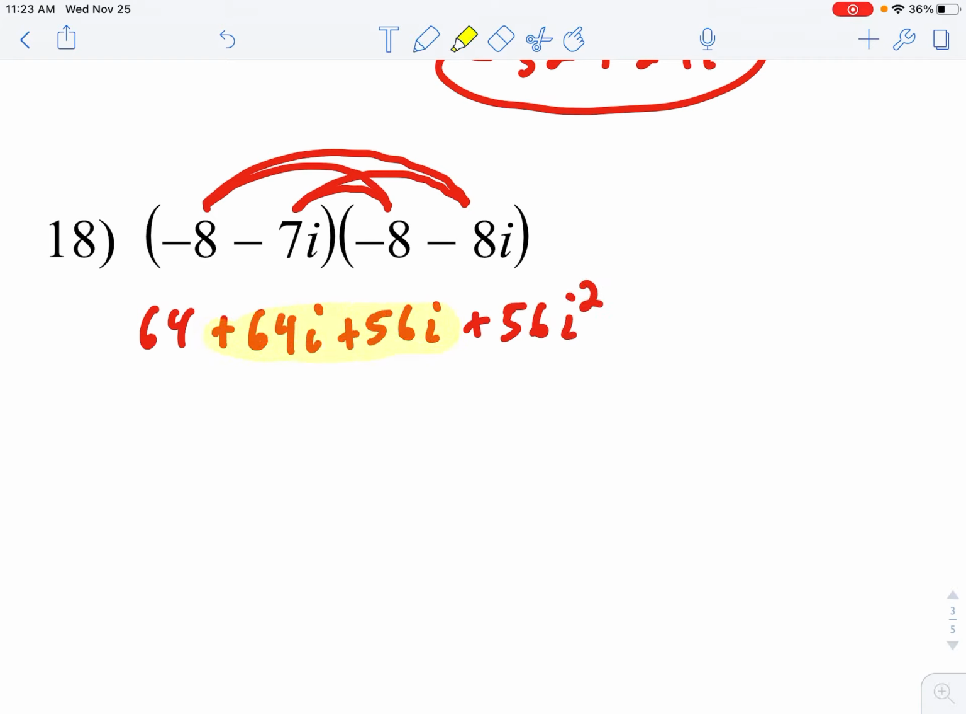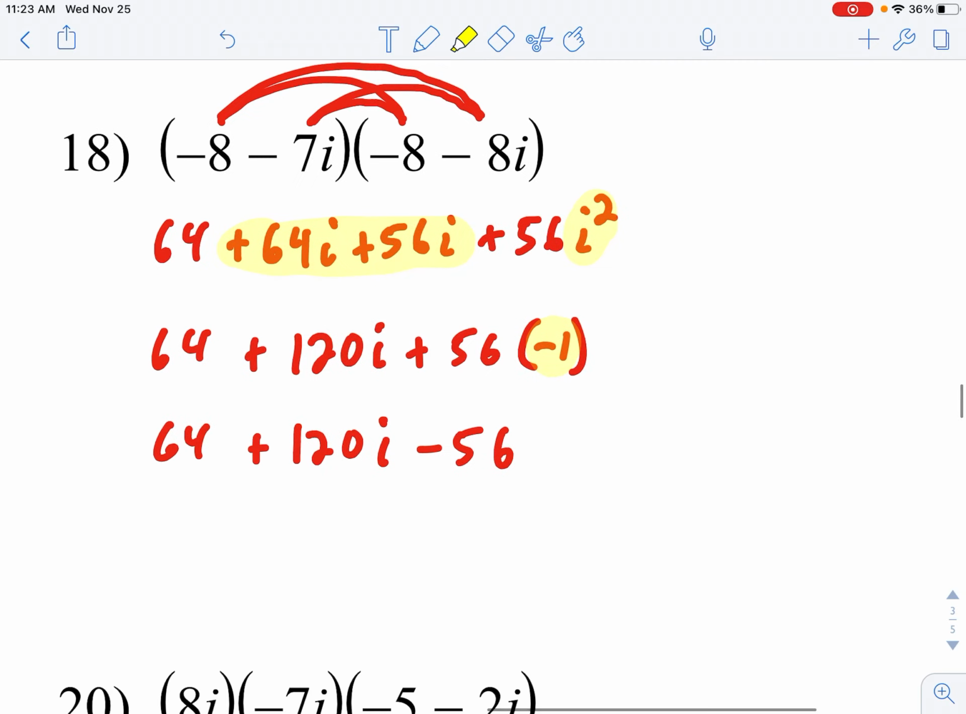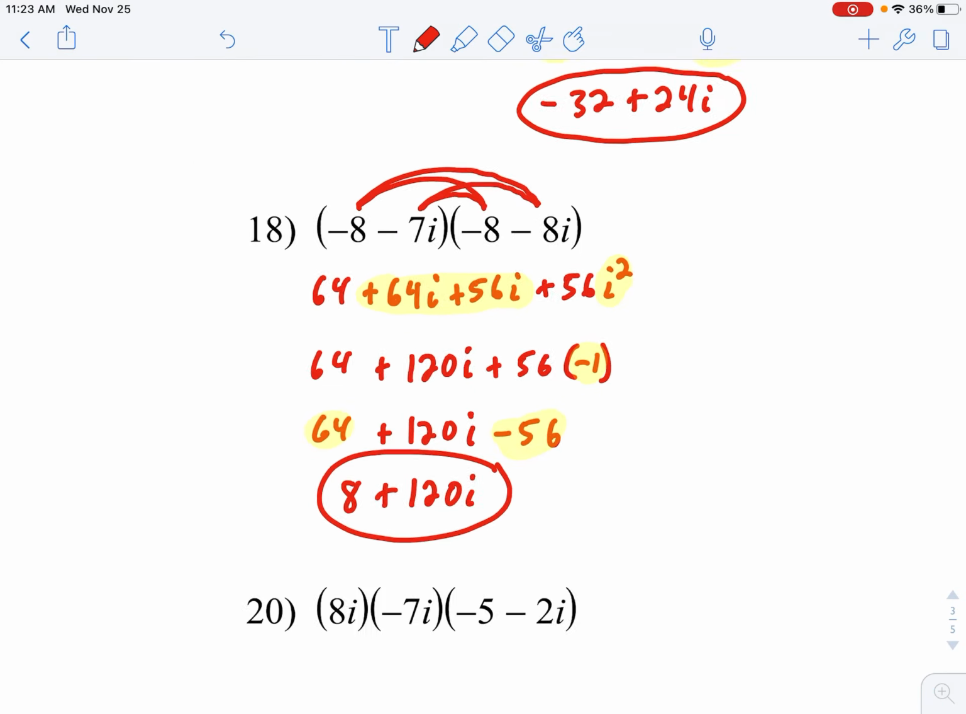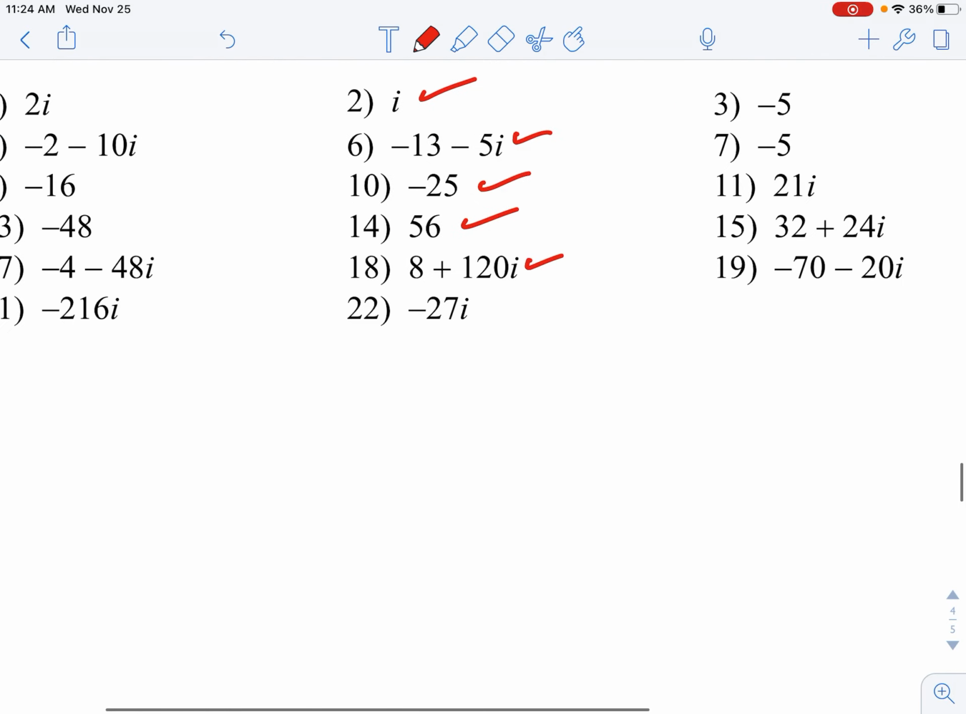If we put these two terms together, because they're like terms, we get 64 plus what? 120i, yeah. Plus 56 times -1. What did I just do? I turned i squared into -1. You're supposed to always do that. 56 times -1 is -56. And then these two are like terms that go together. 64 minus 56 is 8. Bring down the plus 120i. And there you go. Number 18 is 8 plus 120i, I hope. Yes. Very good.